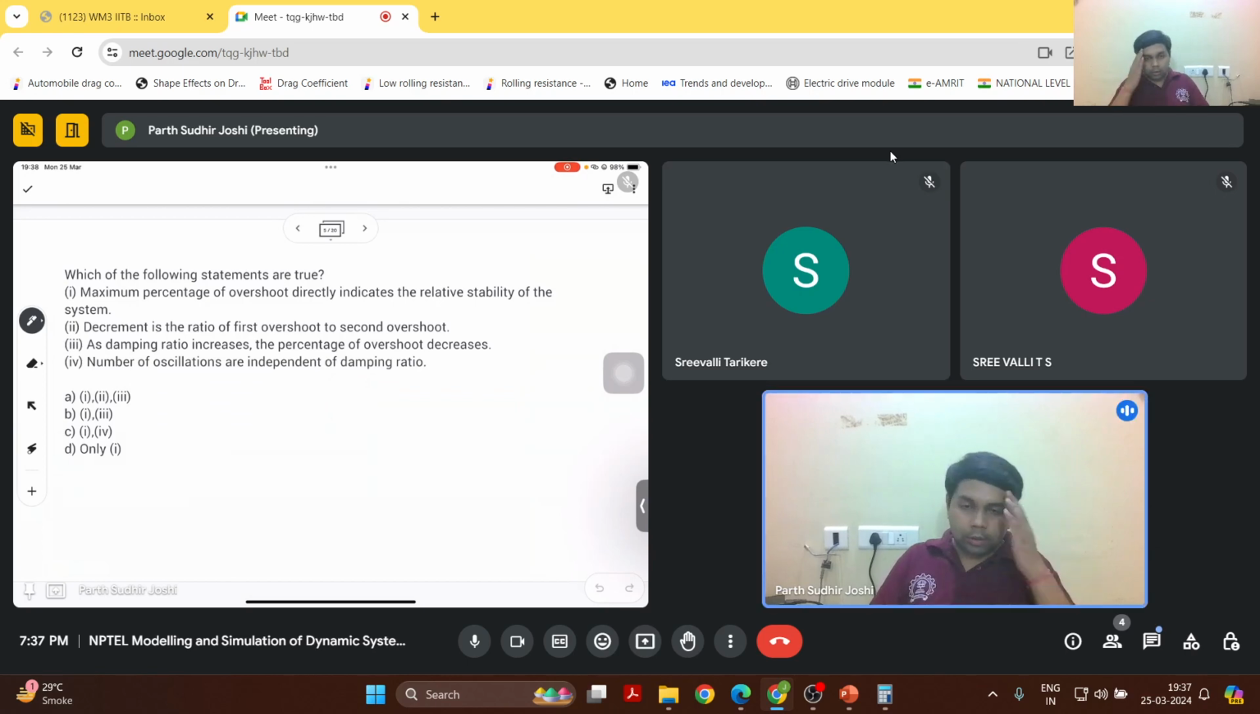So let us move to our next problem now. Which of the following statements are true? Maximum percentage of overshoot directly indicates the relative stability of the system. Decrement is the ratio of first overshoot to second overshoot. As the damping ratio increases, the percentage of overshoot decreases. Number of oscillations are independent of the damping ratio. So now which of these statements are correct?